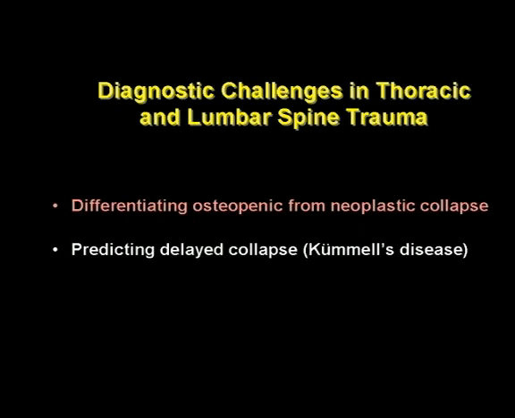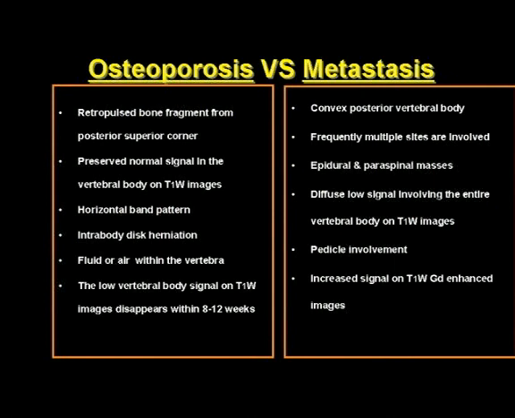So let's talk about differentiating osteopenic from neoplastic collapse. And I had two tables here which are in your syllabus. And instead of going through word slides here, you can read it on your own. But I'll show you examples of all of these in a second here.